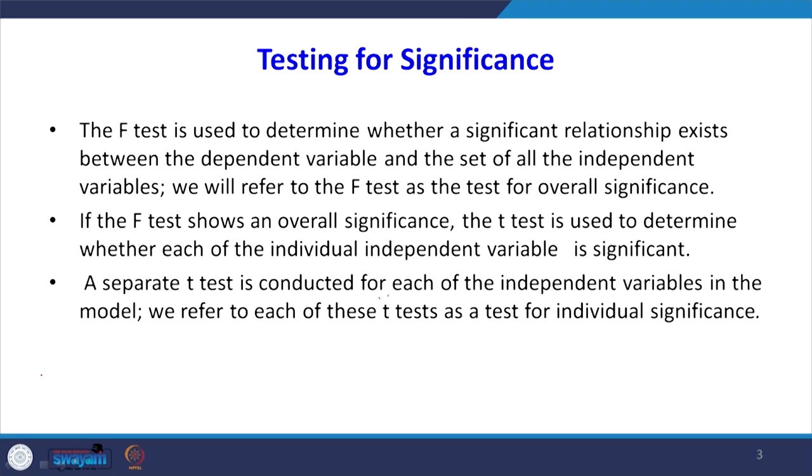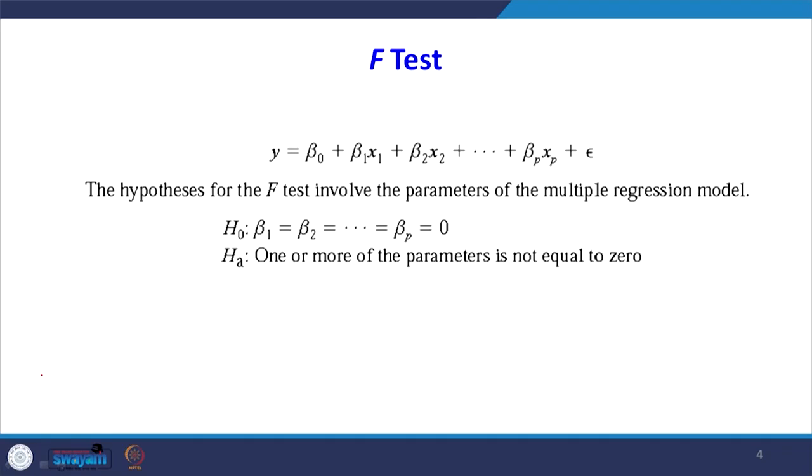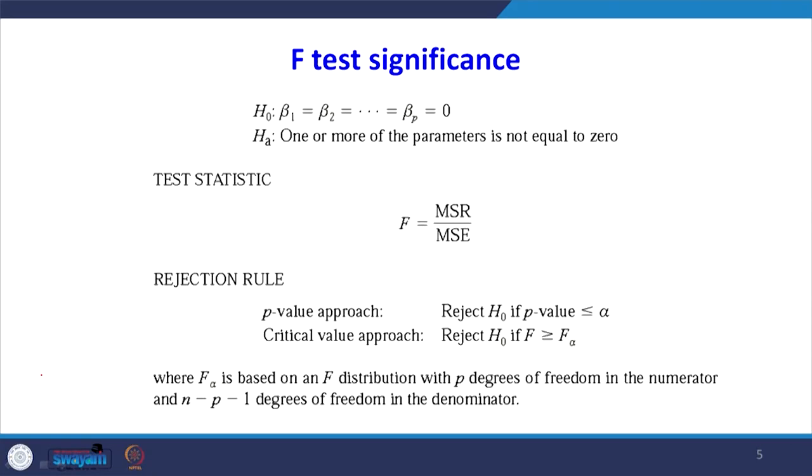So, F test is used for testing the overall model of a regression equation. The T test is used to test for individual independent variables whether they are significant or not. In the F test, what is the null hypothesis? Here the null hypothesis is beta 1 equal to beta 2 up to beta p equal to 0. When I accept the null hypothesis, what is the meaning? For example, if I accept beta 1 equal to 0, there is no relation between the x1 coefficient and the dependent variable y. If I accept beta 2 equal to 0, there is no relation between x2 and the y variable. Obviously, the alternate hypothesis is that one or more of the parameters is not equal to 0.